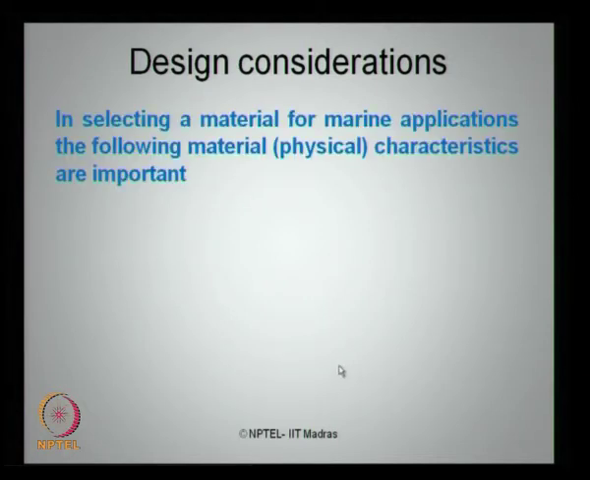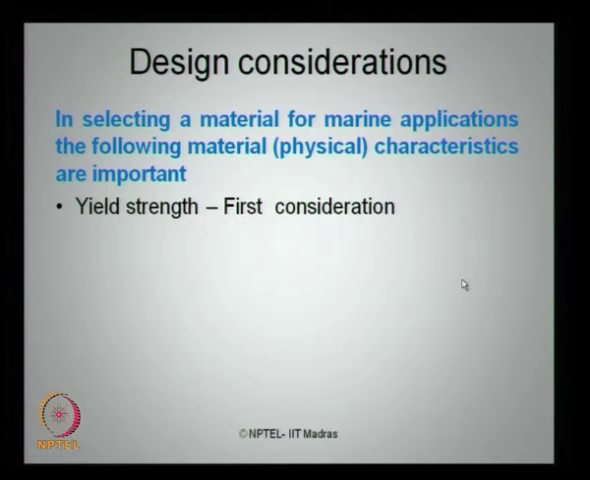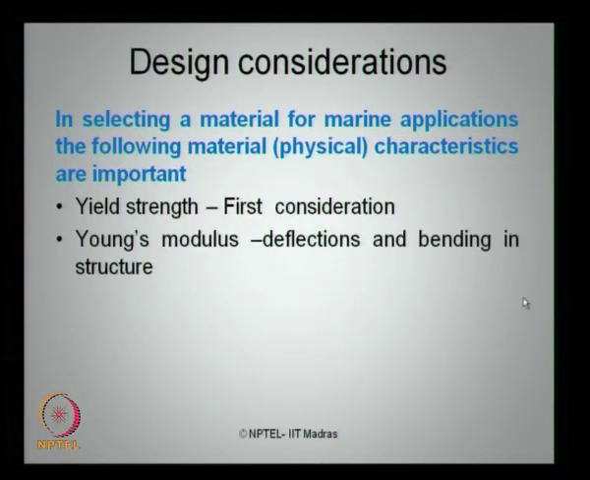In selecting a material for marine application, the following physical characteristics of the material are very important. Foremost is of course the yield strength of the material, because based on the yield strength it gives me a guideline how to design the member. The second characteristic which is very important, and of course please do not understand that they are all in the same ascending order. I am not putting them in a specific order, I am only listing them. Young's modulus is also an important characteristic which will govern the deflection and bending of the structural members.